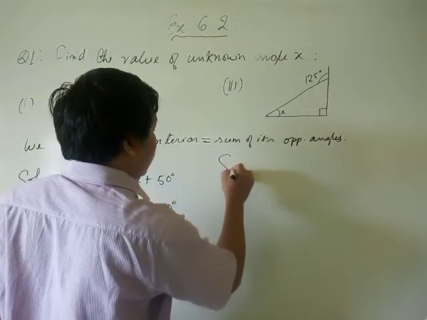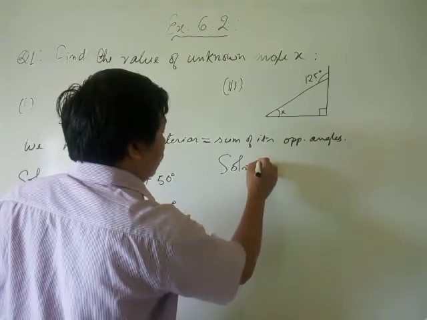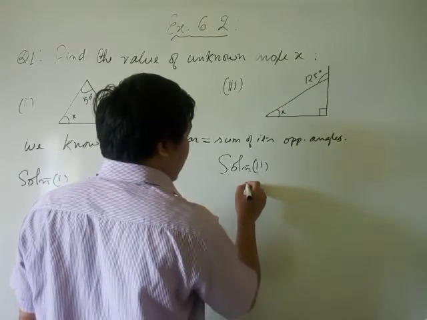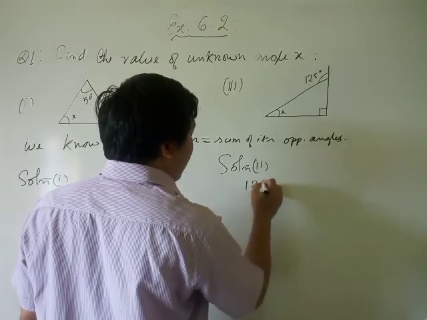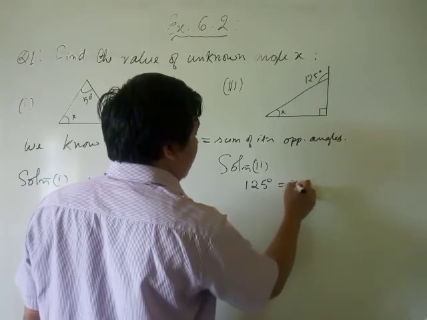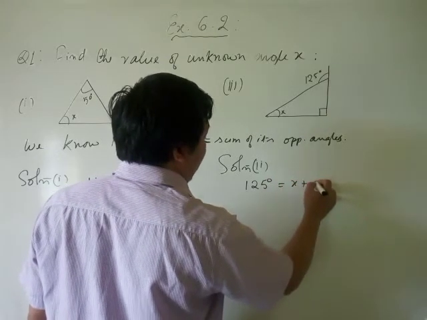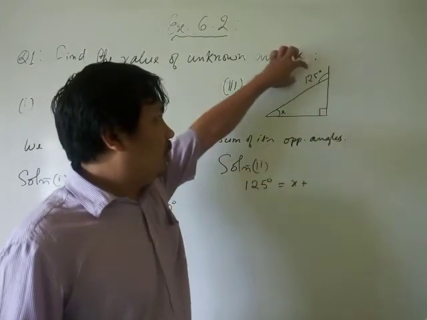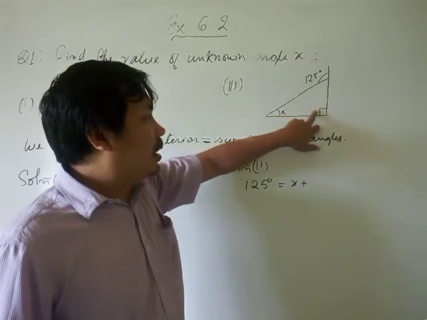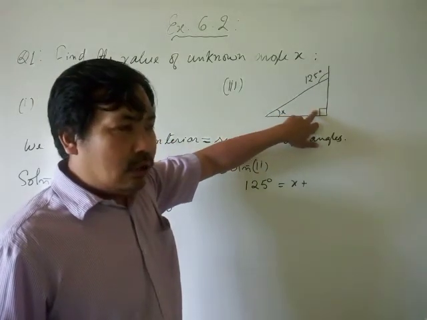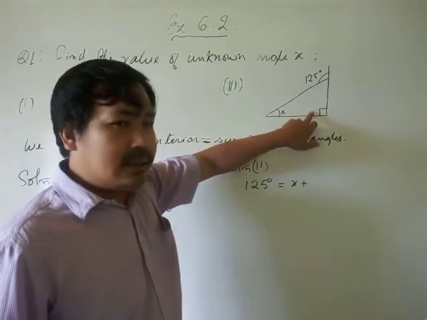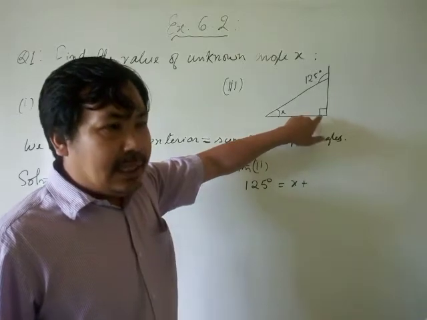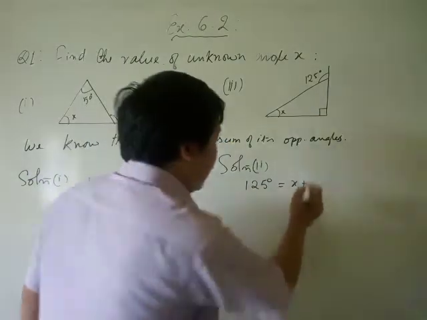And in solution number 2, you see the exterior angle is given here. The exterior angle, 125 degrees, is equal to the sum of its opposite interior angles, and one angle is not given here. This is also not given, only this is given. So how can we find it out? We can find the other opposite angle: one is x, another is 90 degrees. The box-like symbol here is saying that the angle is 90 degrees.